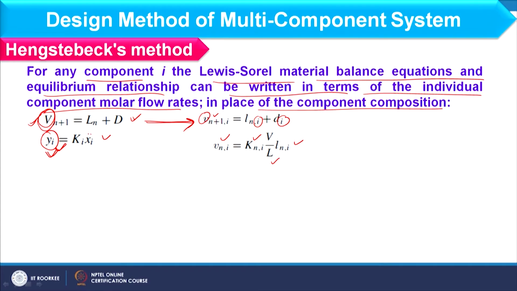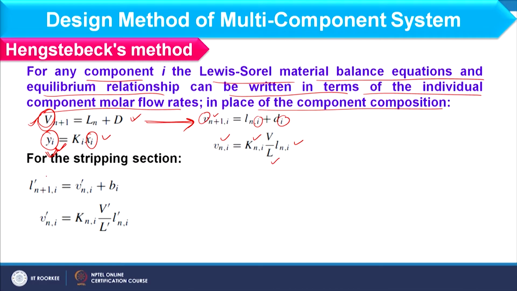So, that will be this value. In a similar line, we can consider the equations in the stripping section as L dash n plus 1 I, and dash you can understand this is basically for the stripping section. It should be equal to V n I dash plus B I, and similarly this is the equilibrium relationship.